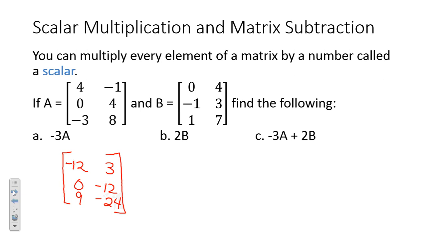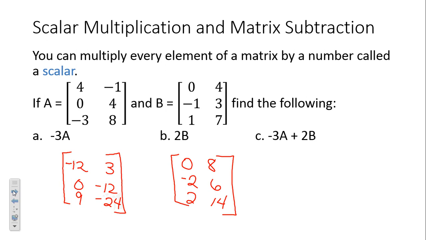2B. Again, a 3-row by 2 column. So my result will be 3 rows by 2 columns. And we're taking 2 times every single element, scalar multiplication. So 0, 8, -2, 6, 2, and 14. Doubling every value. Okay.